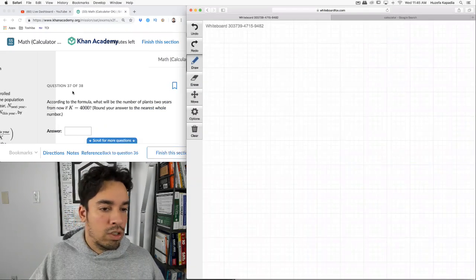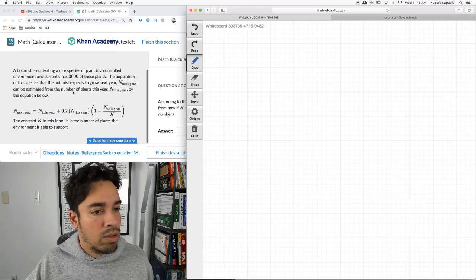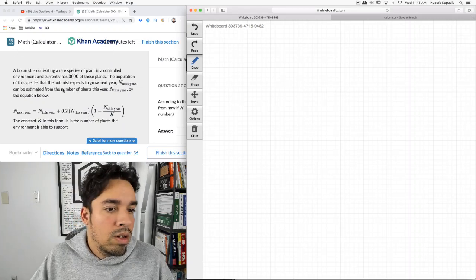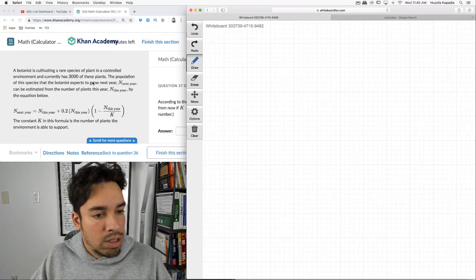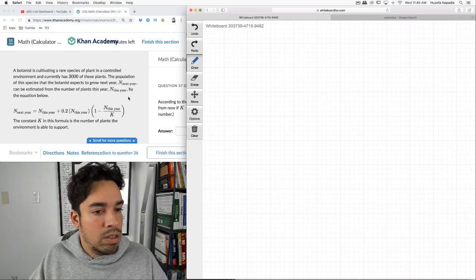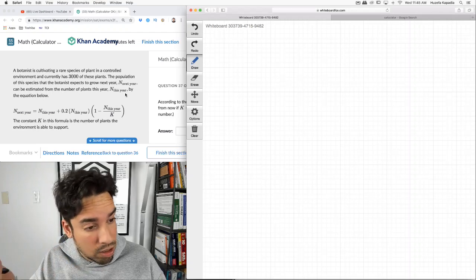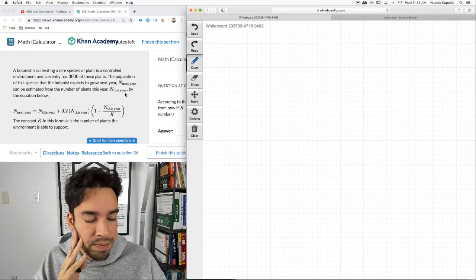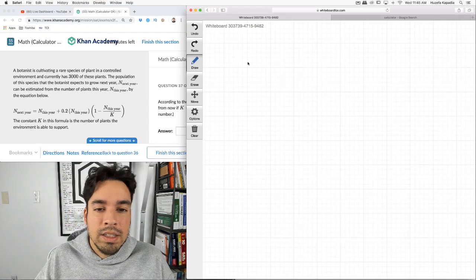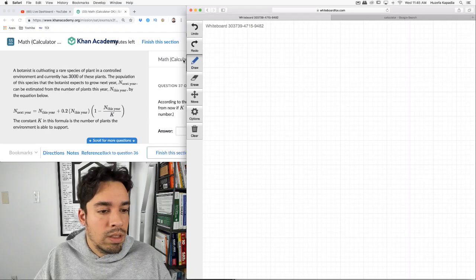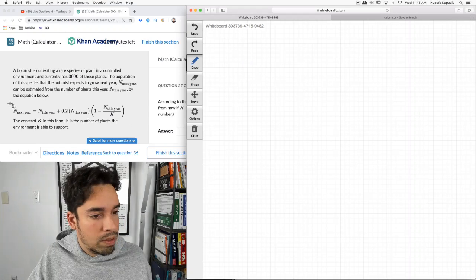All right, last two questions. A botanist is cultivating a rare species and currently has 3,000 plants. The population of the species next year can be estimated from the number of plants this year by the equation below. Next year, well, I don't need to write this down. Here, actually, let's just copy it.